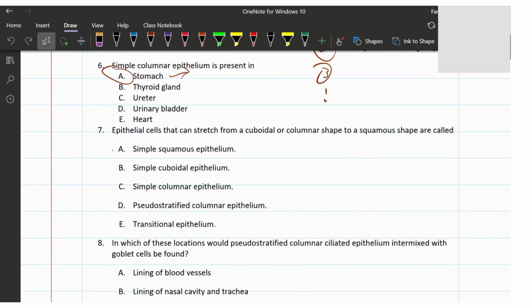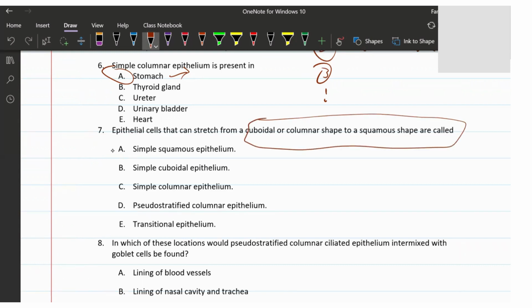So epithelial cells that can stretch from a cuboidal or columnar shape to a squamous shape are called simple squamous epithelium, simple cuboidal epithelium, simple columnar epithelium, pseudo-stratified columnar epithelium, transitional epithelium. So the type of epithelium which changes the shape of its cells, of course, this is the transitional epithelium.